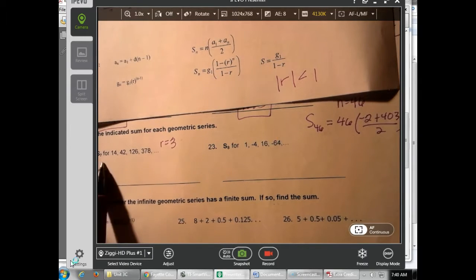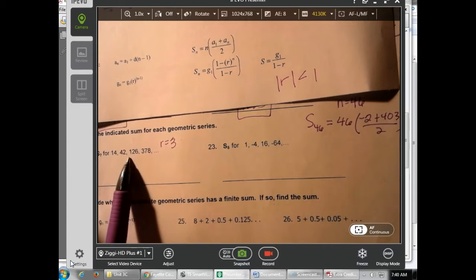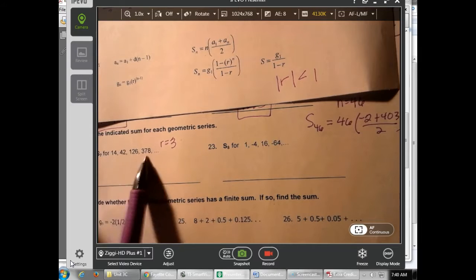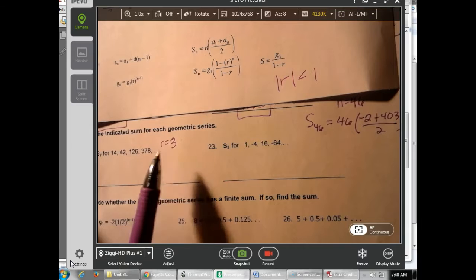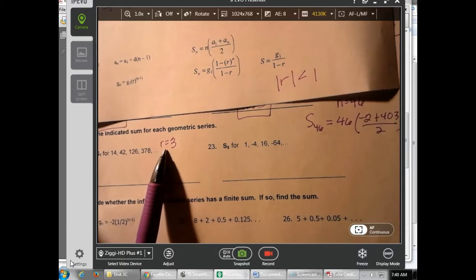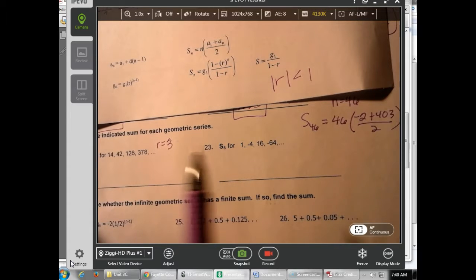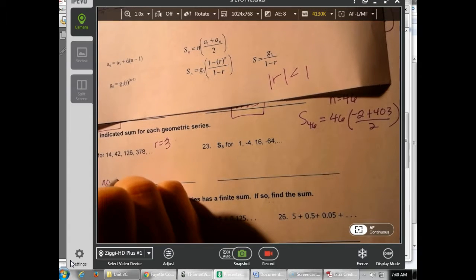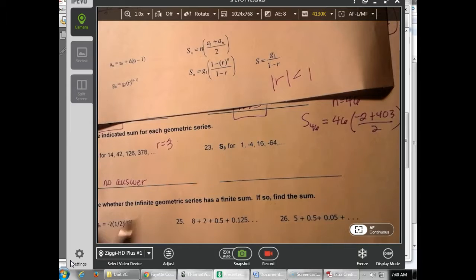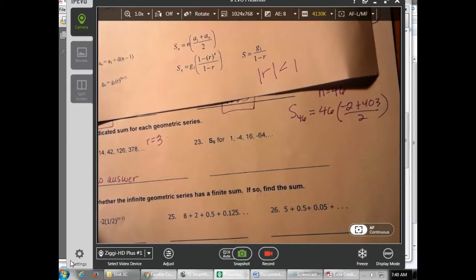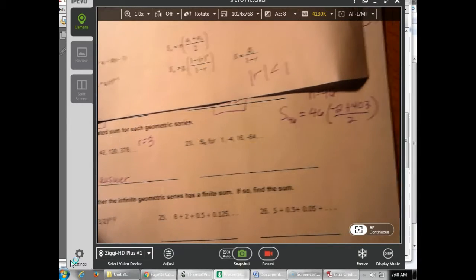And if you remember from our lesson about geometric finite versus infinite series, I can't actually sum this one because it's increasing. r is bigger than 1. The absolute value of r is bigger than 1, so I cannot actually sum this one. So just say no answer here because you can't sum it, because it's increasing, getting larger and larger. Okay, let's try the next one.